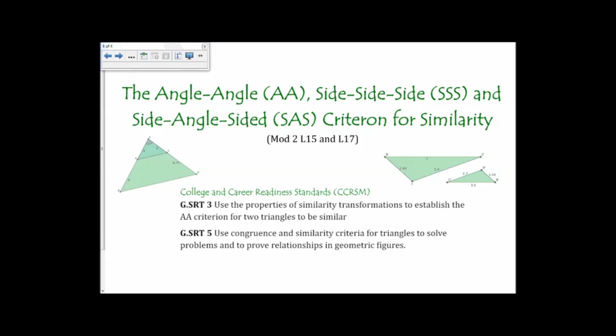Our next lesson is about the angle-angle (AA), side-side-side (SSS), and side-angle-side (SAS) criteria for similarity. In this lesson, we'll cover two CCRSM standards: first, to use the properties of similarity transformations to establish the angle-angle criterion for two triangles to be similar; and the second is to use congruence and similarity criteria for triangles to solve problems and to prove relationships in geometric figures. Let's get started.